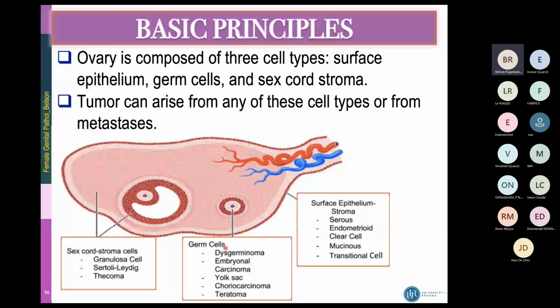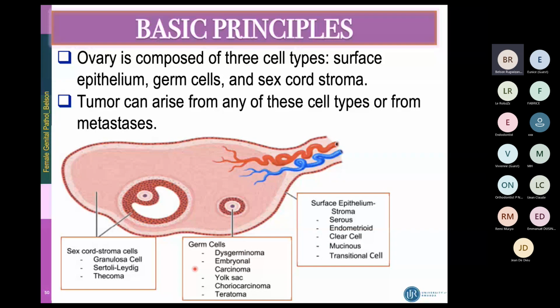Germ cells, so arising from the follicle or its constituent. So you have this germinoma, ariyo isa na seminoma ku bagabo, so it is the same except that iyo iri mu bagore tuyita germinoma. Embryonal carcinoma, yolk sac tumor, choriocarcinoma, and teratoma. You remember we saw this for the male system.